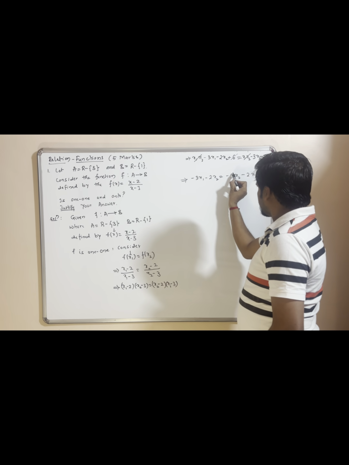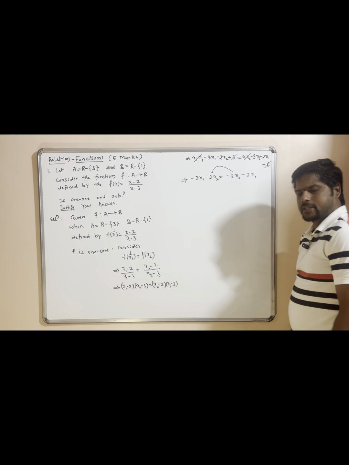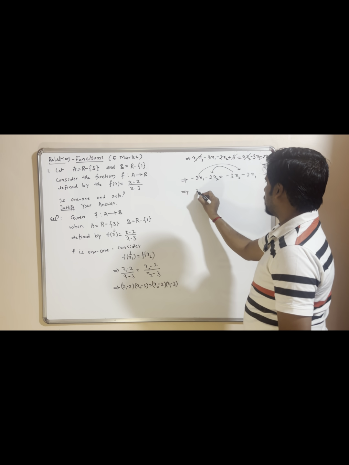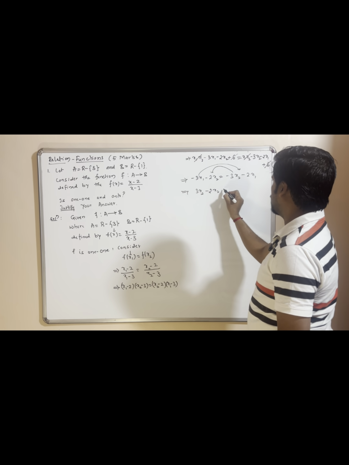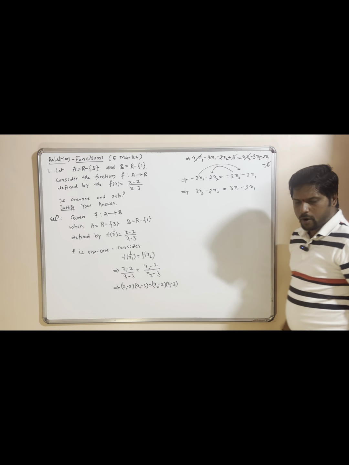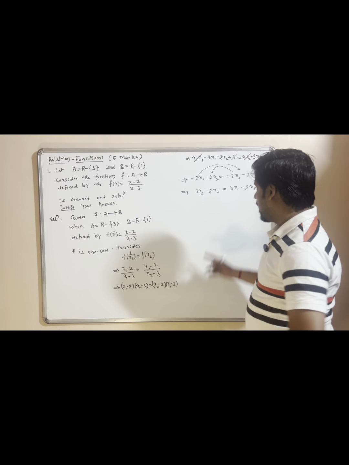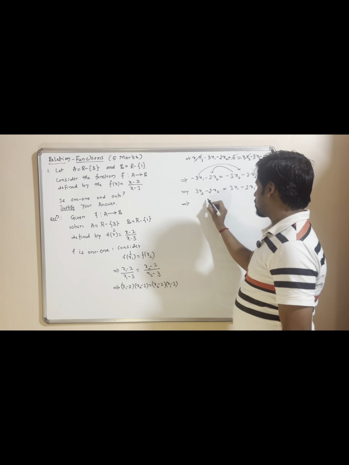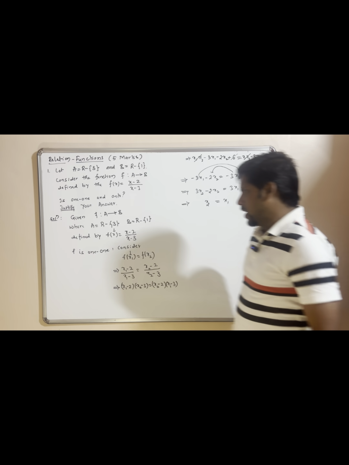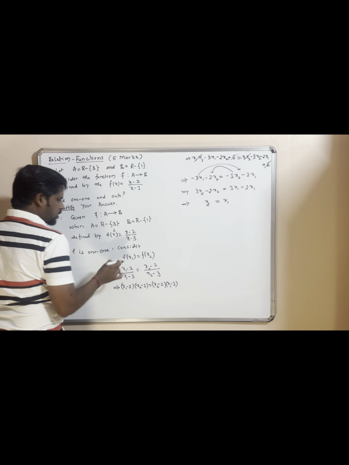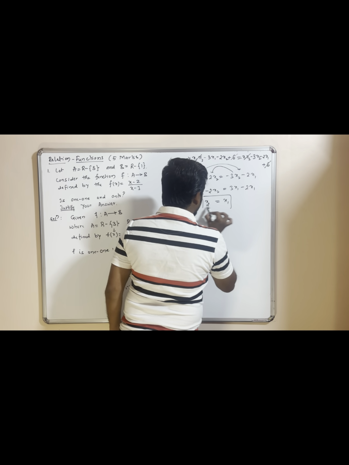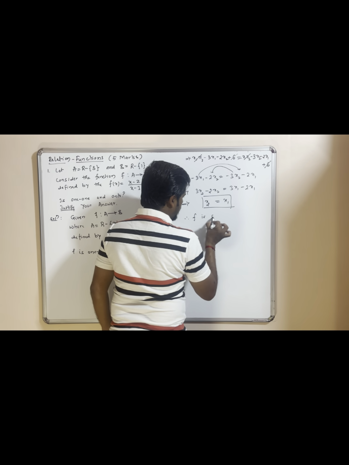Take minus 3x1 to the RHS and minus 3x2 to the LHS. It becomes positive, that is 3x2 minus 2x2 is equal to 3x1 minus 2x1. Keep the x1 terms on one side and the x2 terms on one side. Then we get 3x2 minus 2x2 is equal to 1x2 and here 1x1. So we have considered that if f of x1 equals f of x2, then we have x1 is equal to x2. Therefore we say that f is 1-1.